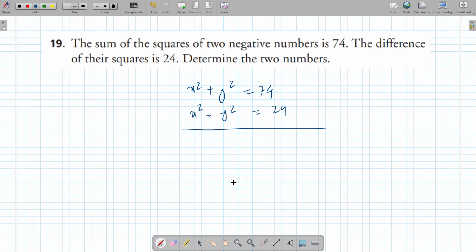You add or subtract? You add, so you get 2x squared. It depends on what you want to cancel out. If you want to cancel out the y's, you can just add them, right? So here you can just add them. The goal is to cancel out one of the variables. Which one's easier? Here, I think if you just add them, it'll be easier. So this will become 98. So x squared is 49. And x is 7. Is that right?